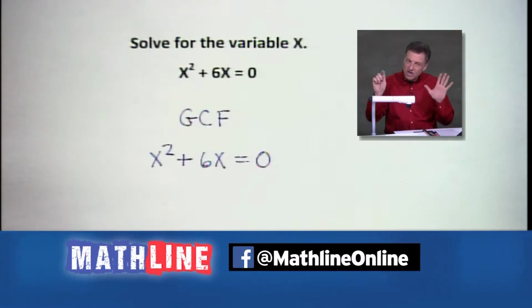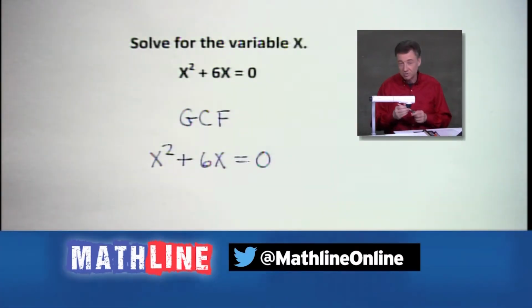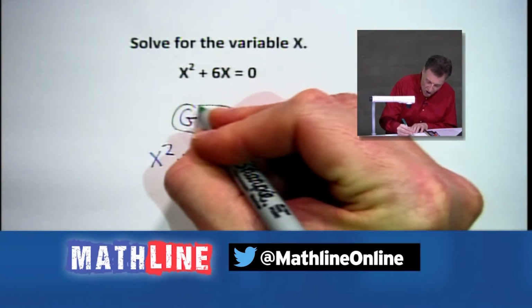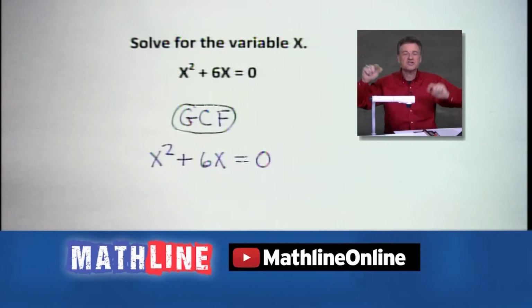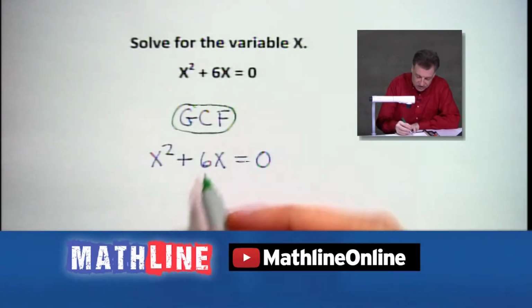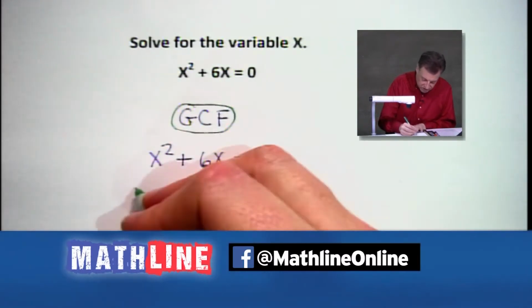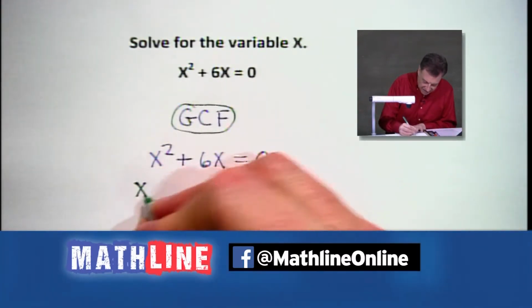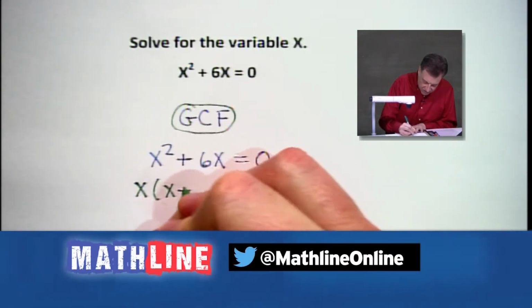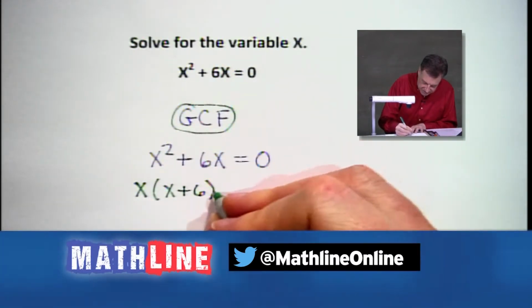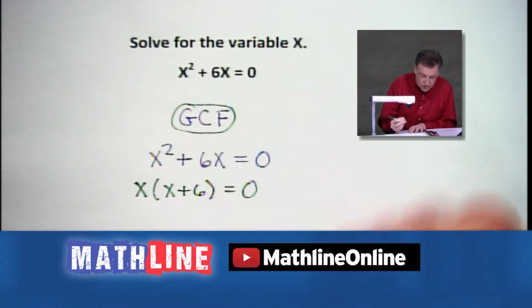This was set up good to go. Now we're going to see a couple of problems here in just a minute where we don't have that luxury, but we're going to deal with it, okay? But GCF, remember what it stands for? Greatest common factor, all right? So we're going to notice there's an x that belongs to both of these terms. So we're going to take it to the outside, and we're going to write what's left over, which is x plus 6 on the inside equals 0.